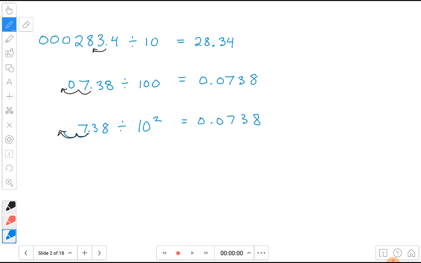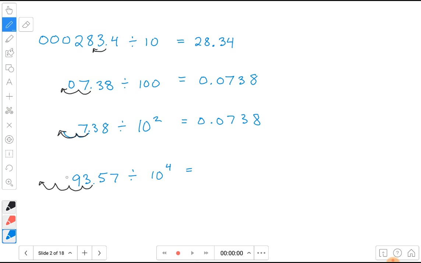Let's say we have 93.57, and we're going to divide that by 10 to the power of 4. Okay, so 10 to the power of 4, there's a 4 there. That means we're going to take the decimal place, move it to the left, because we're dividing, over 4 spots. 1, 2, 3, 4 spots.